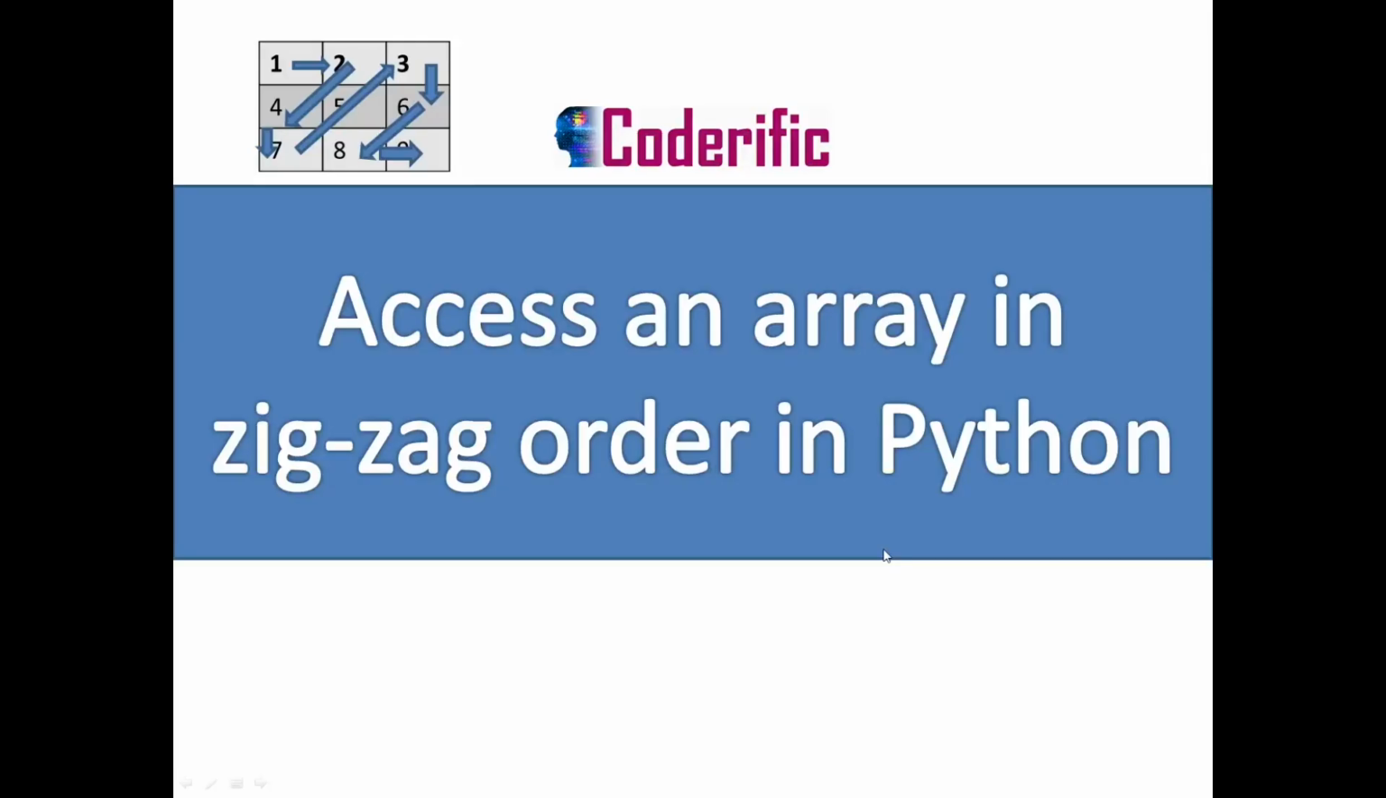And welcome to Quadratic. In this video, we are going to learn how we can access an array in zigzag order in Python. In the top left corner of the slide is an image of an input, which is a two-dimensional array, and the output of the zigzag order should read the elements starting from 1, then 2, 4, 7, 5, 3, 6, 8, and then 9.